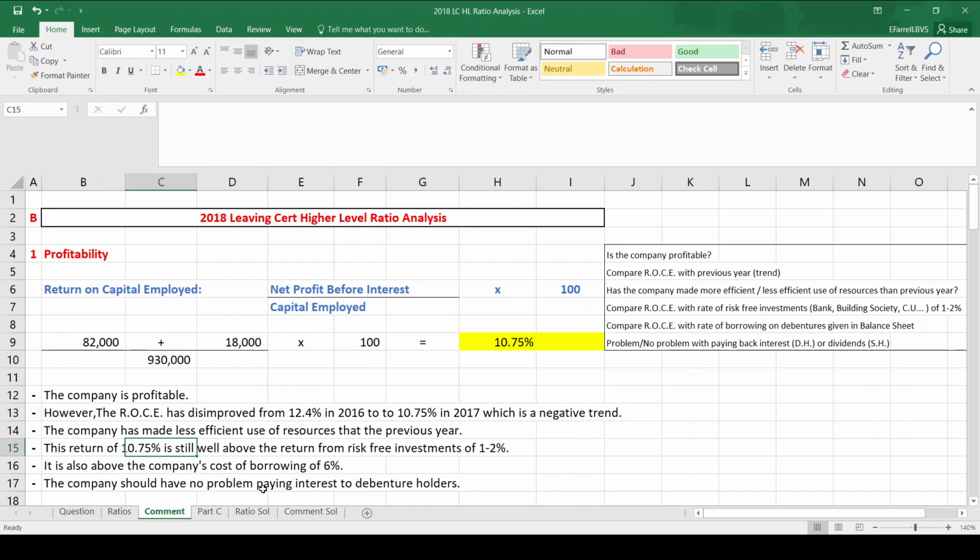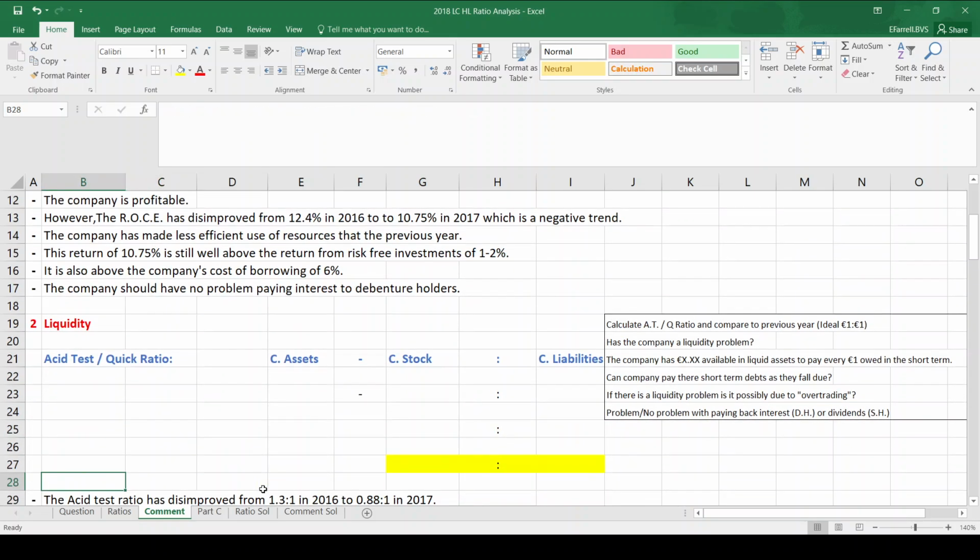The second heading we always look at would be the liquidity ratio. So for liquidity, we usually use the asset test or quick ratio. So this is simply current assets minus closing stock, and we compare that to current liabilities. Some people would use the current ratio here also. The current ratio is just current assets over current liabilities without taking away the closing stock. But taking away the closing stock is seen as a more accurate measurement of liquidity.